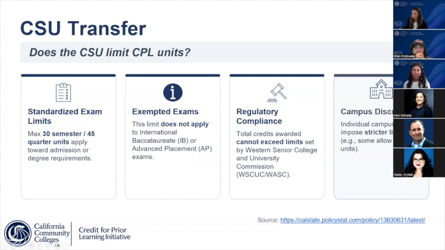This is actually governed by the CSU system, and they're regulated by WASC. So this is a compliance requirement that they have to abide by. And in our research, we found that there are actually a couple campuses that have stricter limits. For example, we did find one campus that only allows up to 25 units. So that is important to take a look at to make sure that you are not exceeding that limitation.